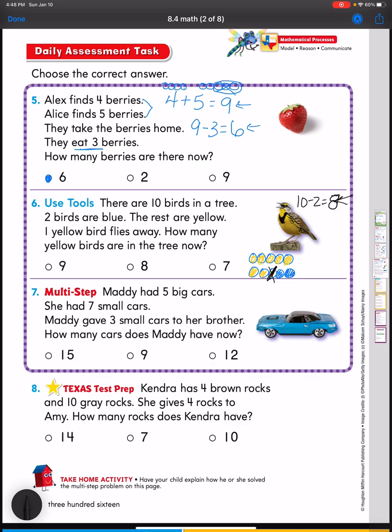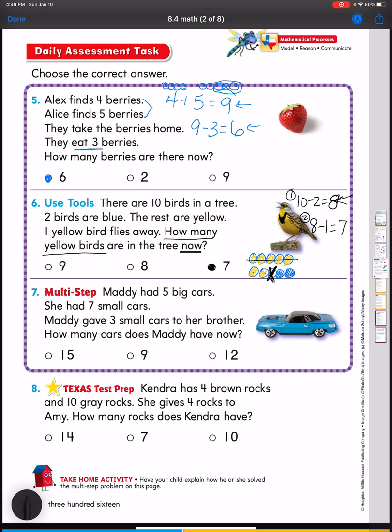One of the yellow birds flies away. 8 minus 1. One yellow bird flies away. What are we left with? 5, 6, 7. 7 yellow birds. Because our question is, how many yellow birds are there now? 7. 7 yellow birds. So it took 2 steps, 1, 2, to find that answer.